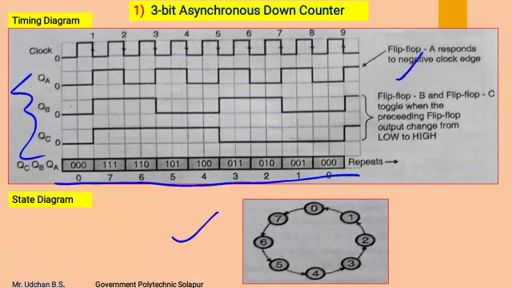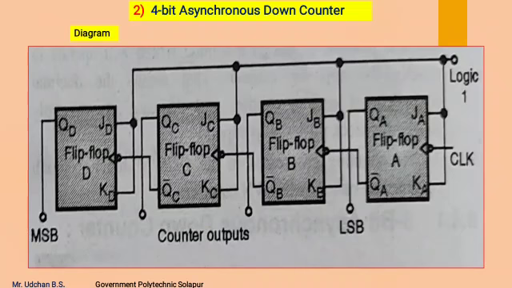This is the state diagram. This 0 is the initial state of the counter. After that, counting starts from 7 and ends at 1. After this, the process goes on repeating at every negative edge of the clock pulses.